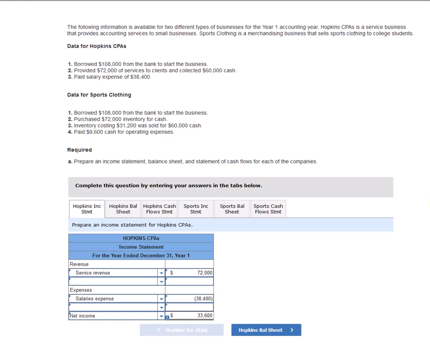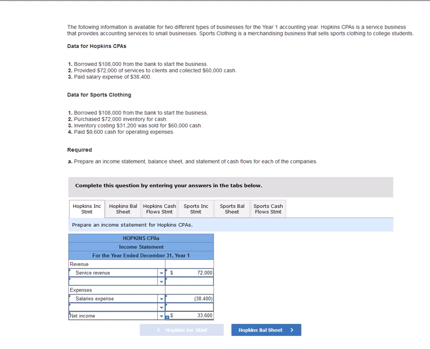This problem is very similar to exercise 3-2A. Again, the numbers are going to be different, but the approach is going to be exactly the same. So let's walk through it together. Here they give us information for two different companies.